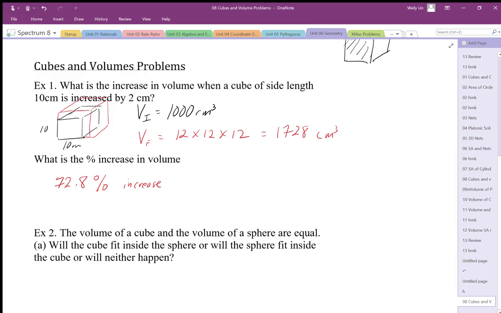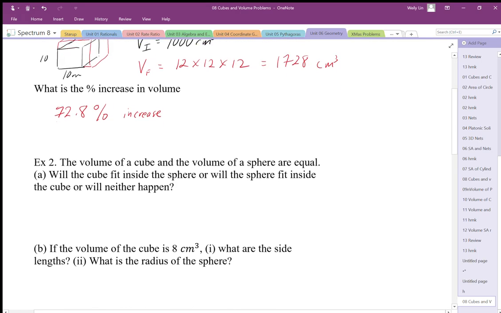I just want you to appreciate and understand that as we increase linearly along a line, those increases do not appear the same when we think of area. Same with area: if we increase the area, the volume does not increase by the same percentage amount. So you have to be very careful with that.